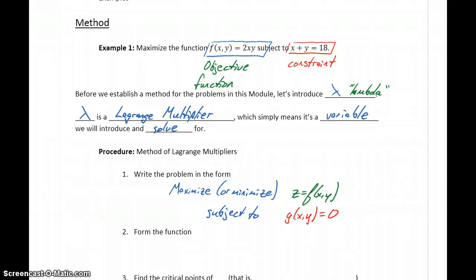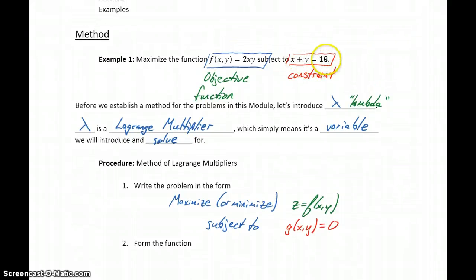Now, when we look back at example 1, our constraint function isn't set equal to 0. So the first thing that we would do to start off this problem would be to set this function equal to 0 by subtracting the 18 from both sides. So in this case, our constraint function would be x plus y minus 18 equals 0. That would be our expression g of xy.